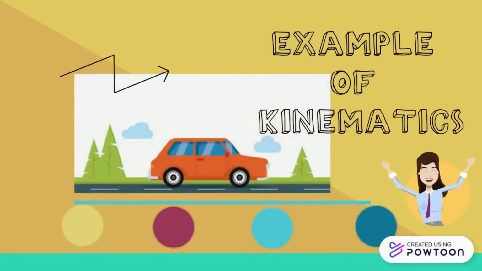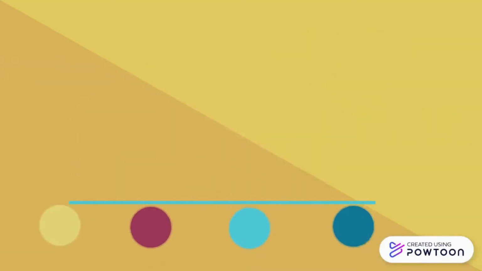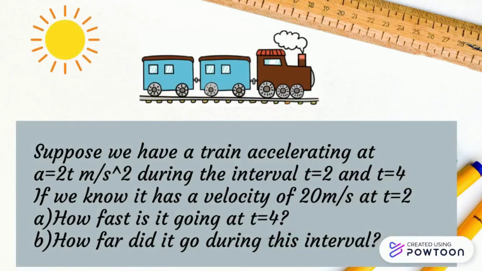Hi, my name is Janice Lim. Next, let's look at an example of kinematics. Suppose we have a train accelerating at a = 2t meters per second squared during the interval t = 2 to t = 4. If we know it has a velocity of 20 meters per second at t = 2, how fast is it going at t = 4 and how far did it go during this interval?